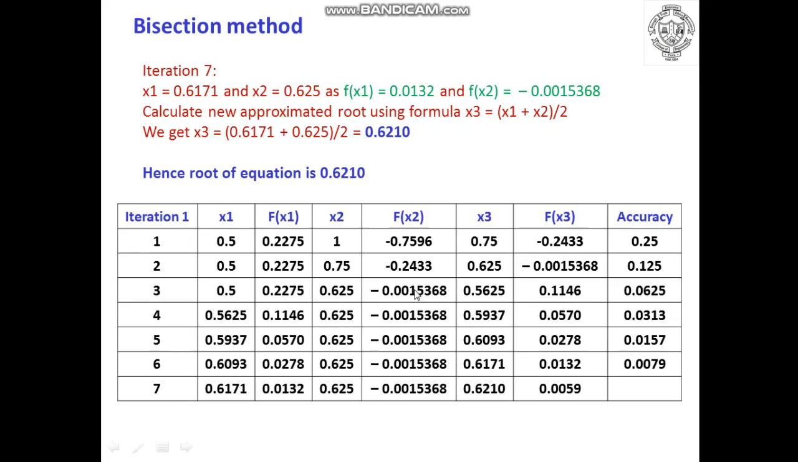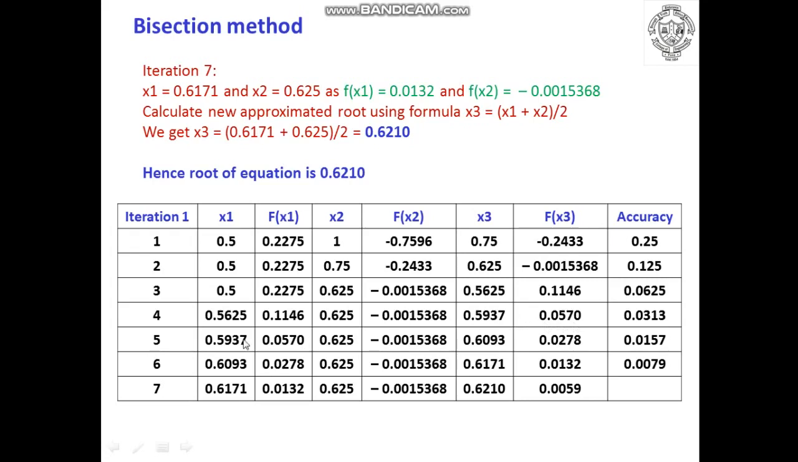If you compare f of x2 and f of x3, they are opposite, but if you compare f of x1 and f of x3, they are the same. So you have to replace x1 for the fourth iteration with the value of x3 from the previous iteration. So I assumed the value of x1 as 0.5625 in the fourth iteration, and the value of x2 remains as it is, which is 0.625. Now to find the midpoint between 0.5625 and 0.625, we get the answer as 0.5937. If you find the respective function for this value, again it is positive.